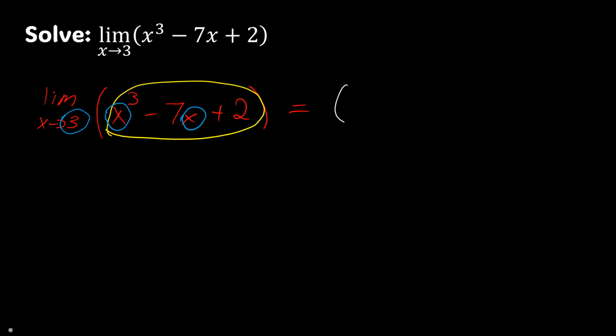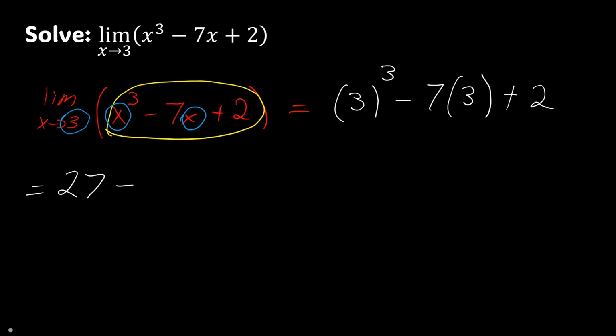So this would be 3 cubed minus 7 times 3 plus 2. All right. So all we have to do now is just simplify. So 3 times 3 is 9. 9 times 3 is 27. Minus 7 times 3 is 21. And then plus 2. And then 27 minus 21 is 6. Plus 2 is equal to 8. So the limit as x approaches 3 of that function is 8.